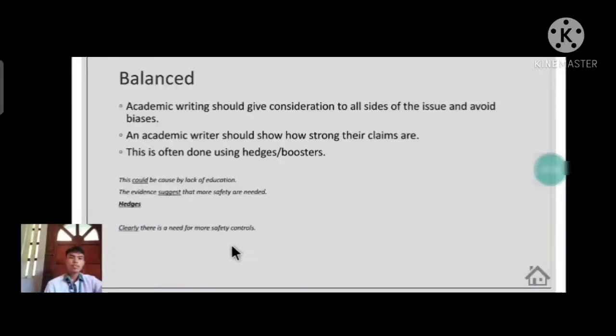Clearly, there is a need for more safety control. The research indicates that lack of education is to blame, so this uses boosters. First, the word clearly, and the second is the word indicates.